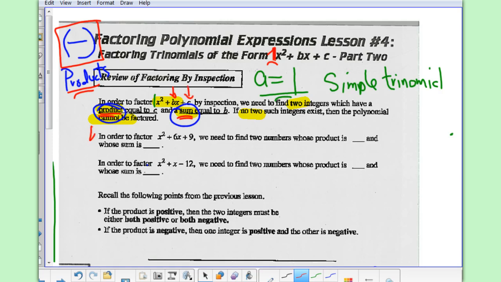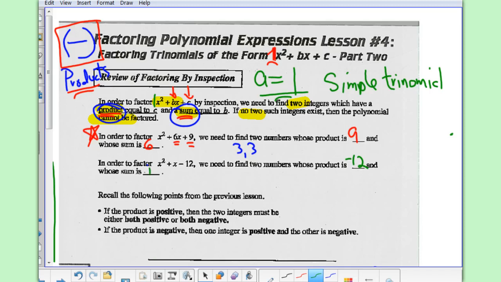So last day we did questions like this where we had a positive product and sum. So in this case, we need to find two numbers whose product is 9 and whose sum is 6. And those two numbers are obviously going to be 3 and 3. But in the next one, we have a product of minus 12 and a sum of positive 1. And we talked about that.